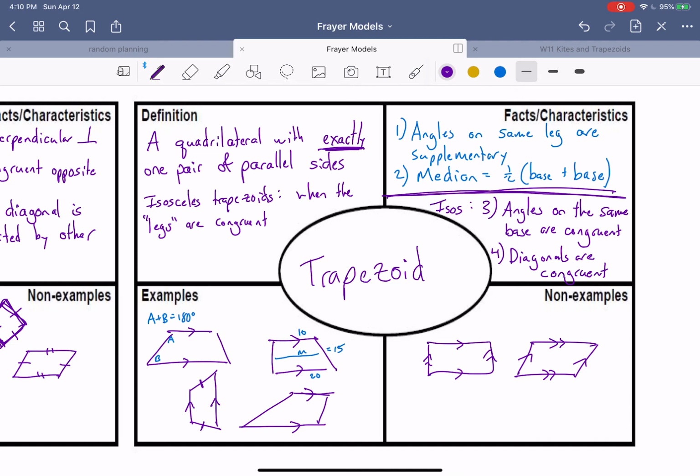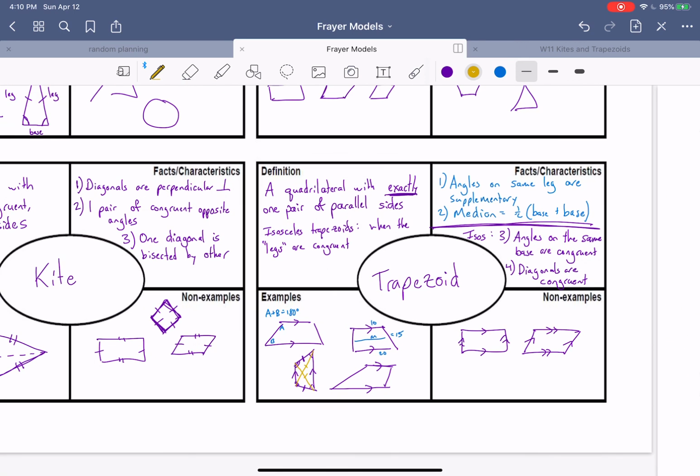We have two more pieces of information that's true for only isosceles trapezoids. Not all trapezoids, only isosceles trapezoids. And that's the angles on the same base are congruent. So here, these two would be congruent, and these two would be congruent. And then the diagonals are also congruent. So that's all the information about kites and trapezoids that we'll be learning.